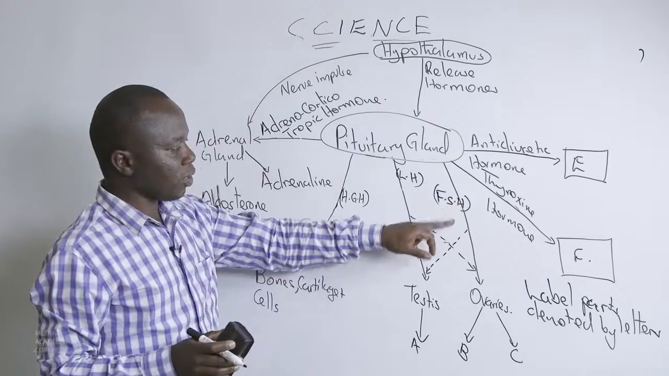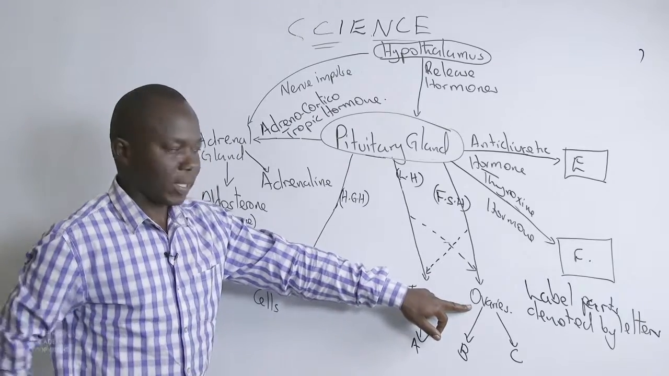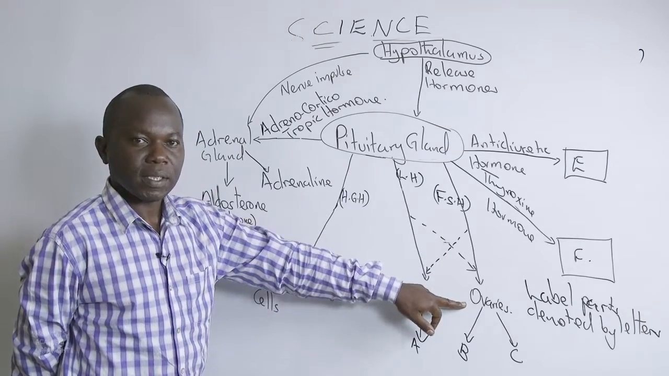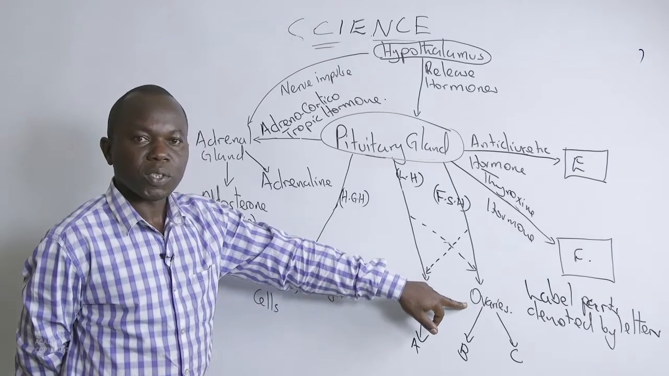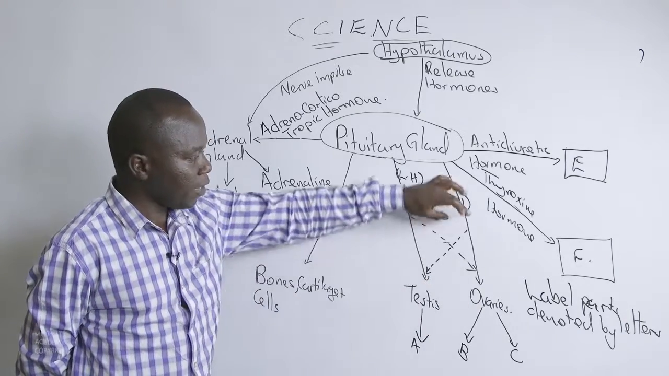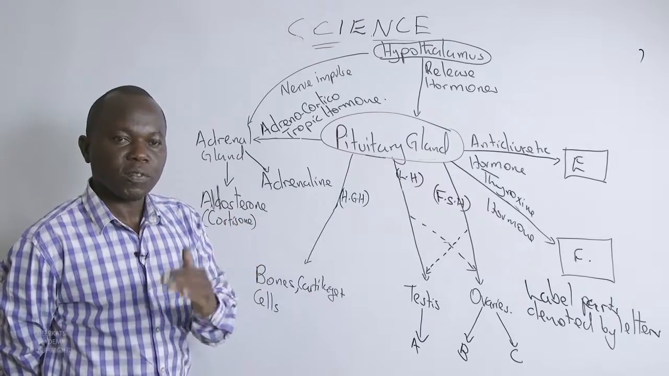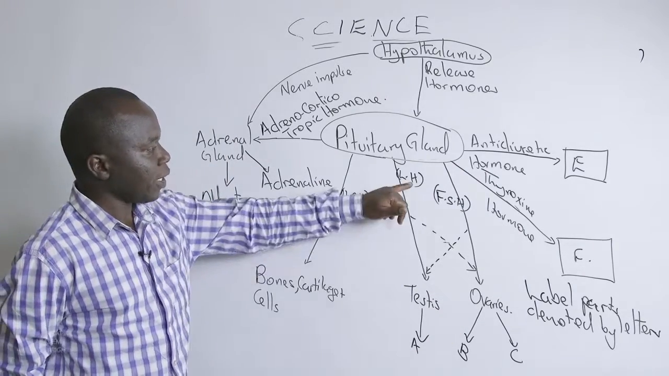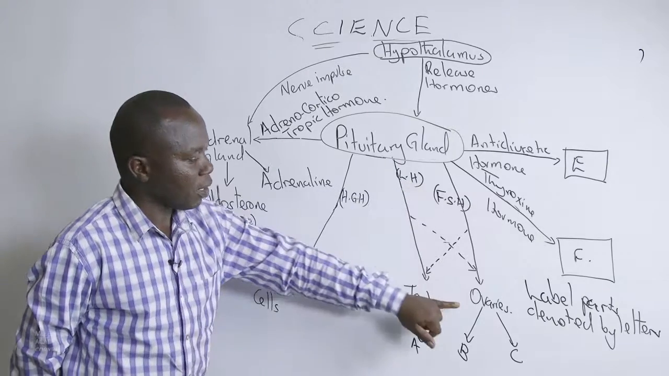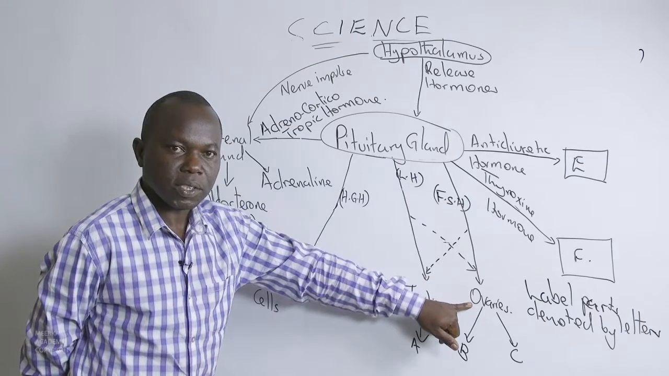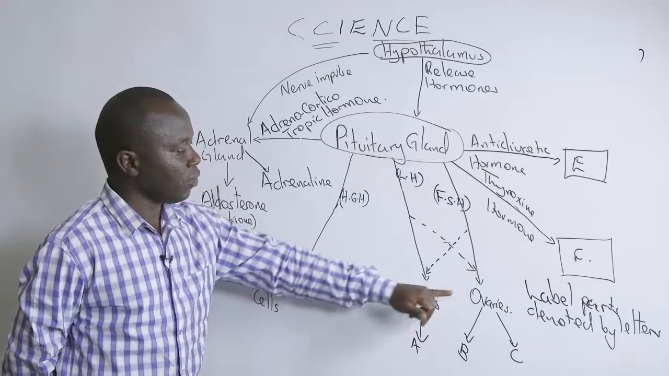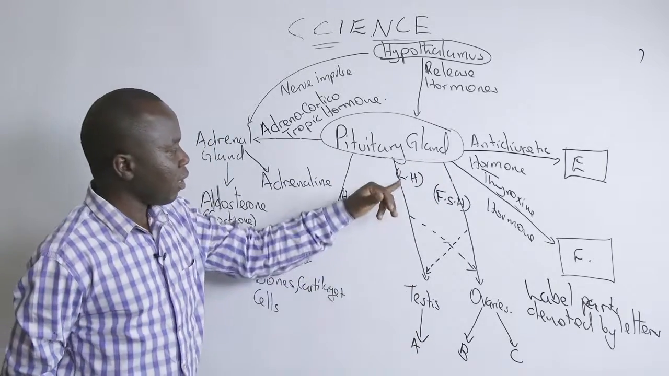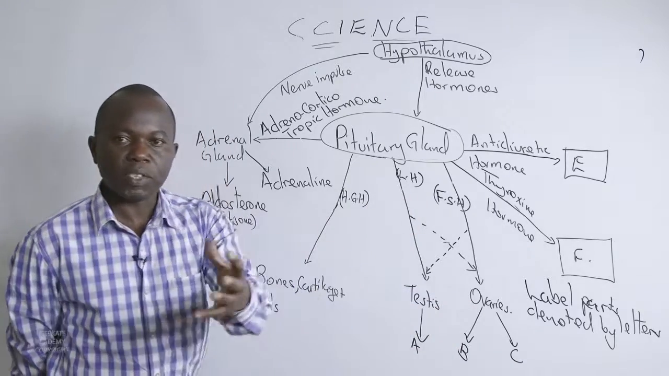Remember the role of follicle stimulating hormone on ovaries. One was to cause development or maturation of follicles so that they can release ova. Luteinizing hormone on ovaries causes ovulation. Follicle stimulating hormone, maturation to form ova. Luteinizing hormone, release of the ova.